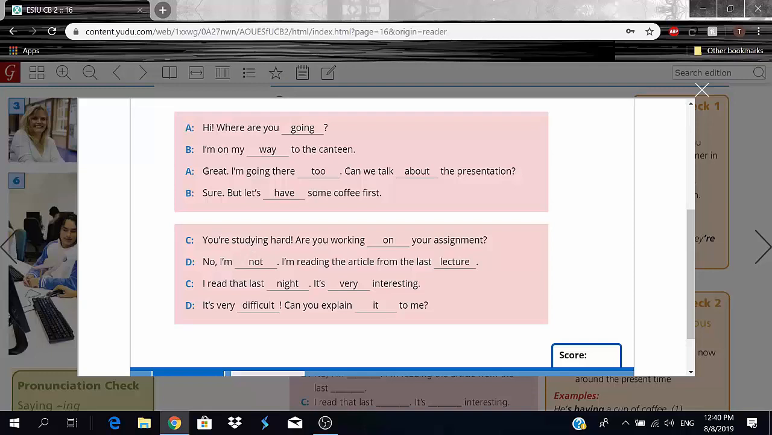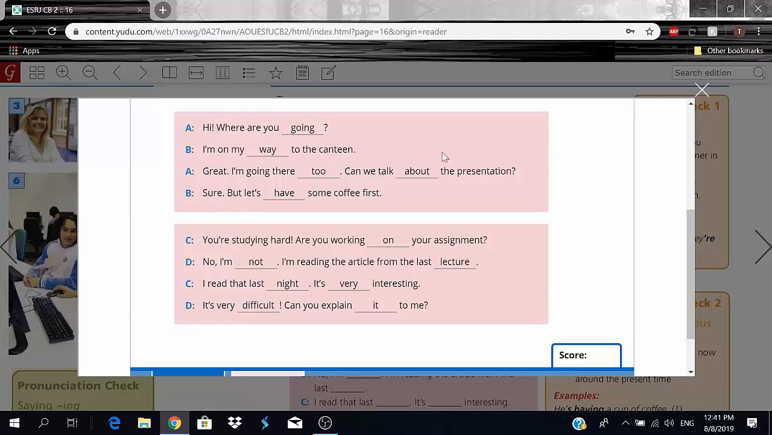No, I'm not. I'm reading the article from the last lecture. This one's pretty simple. I read that last night. It's very interesting. Okay, now she's saying that it's very interesting. She's saying something as well, okay? And again, we talked about this. It's very difficult. Can you explain it to me the way he said it? Okay? Sure, but let's have some coffee.